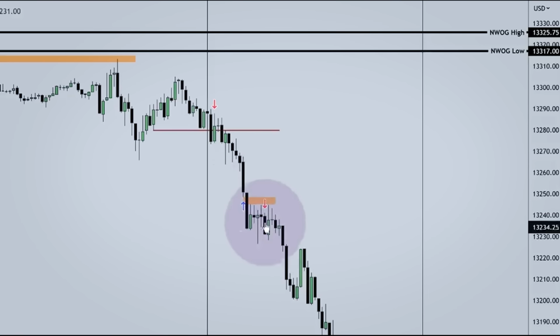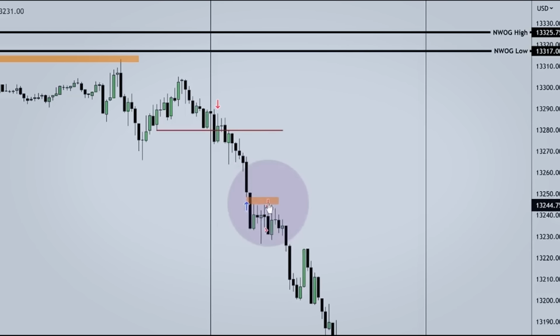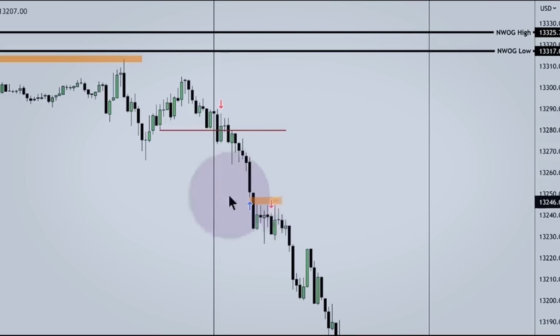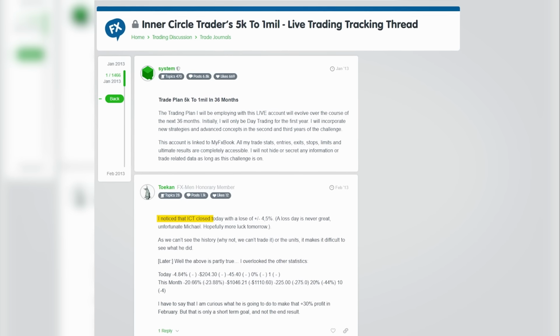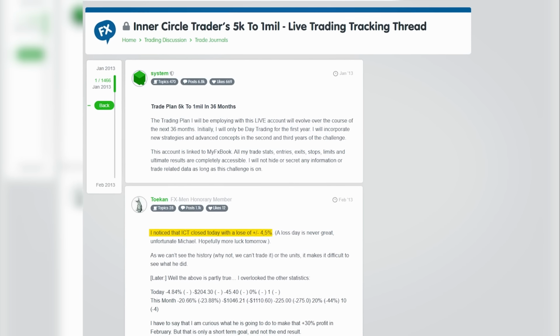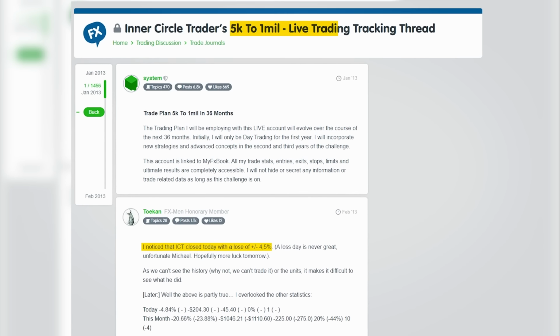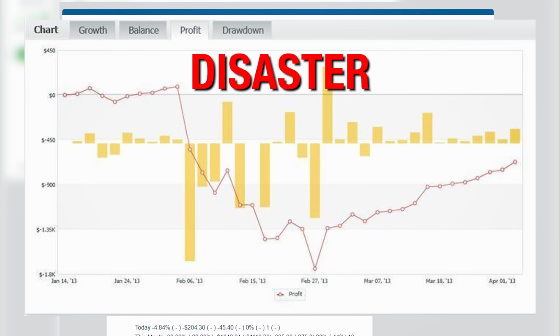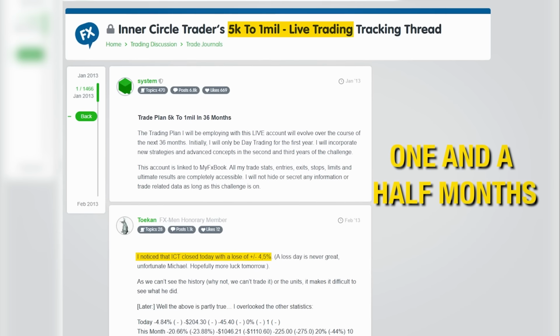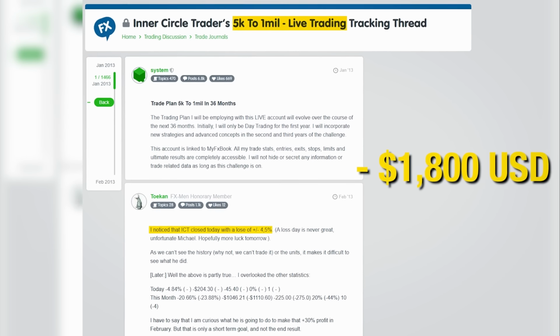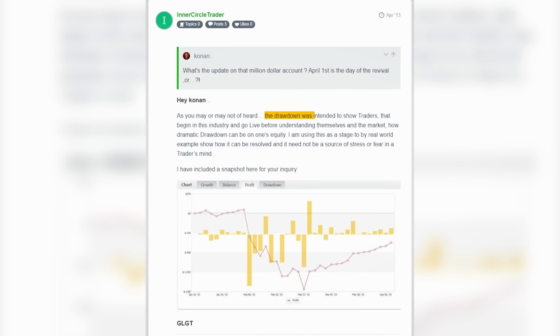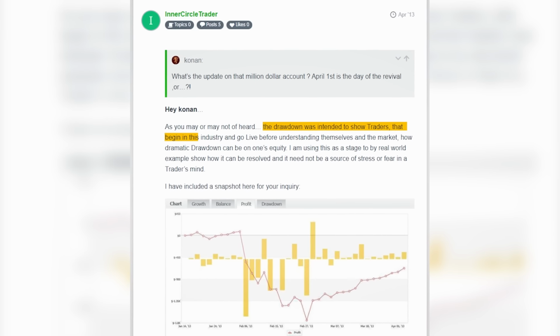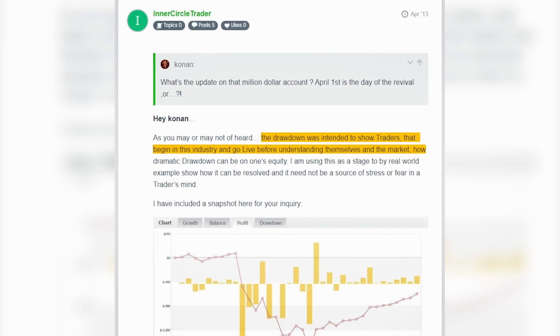Michael has ventured numerous times to showcase his trading prowess, yet these attempts inevitably ended in failure. Back in 2013, his initial ambitious endeavor on Baby Pips to accumulate $1 million resulted in disaster. Within a mere 1.5 months, his account had plummeted by nearly $1,800. He offered an apology, claiming it as a cautionary tale for traders who dabble with actual money before honing their requisite skills. Yes, another lie indeed.